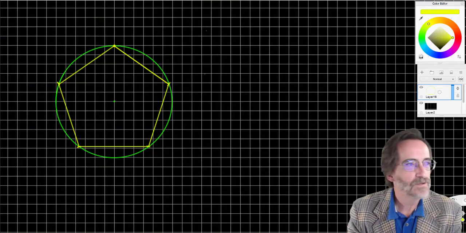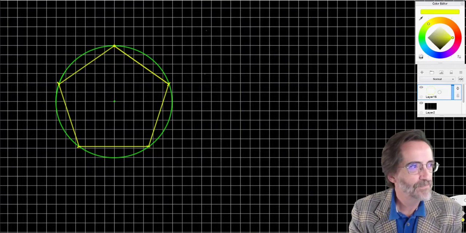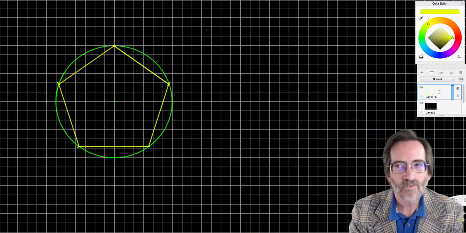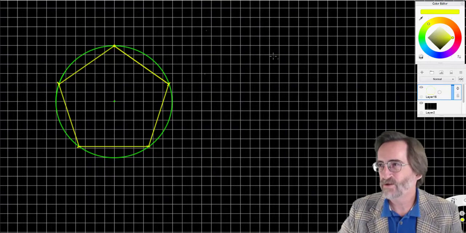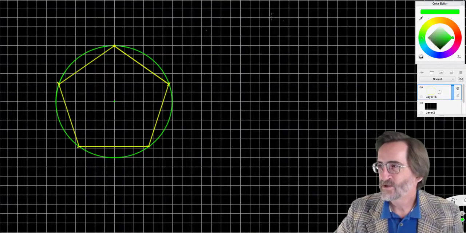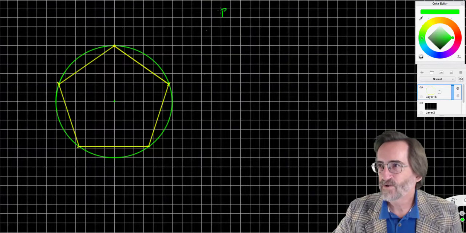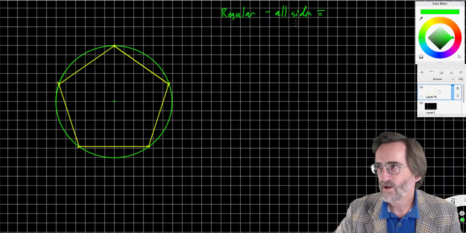All right, so this is Geometry B, Unit 5, Area, Lesson 3, Areas of Regular Polygons. You recall the definition of regular is congruent sides and congruent angles. So regular means all sides congruent and all angles congruent.